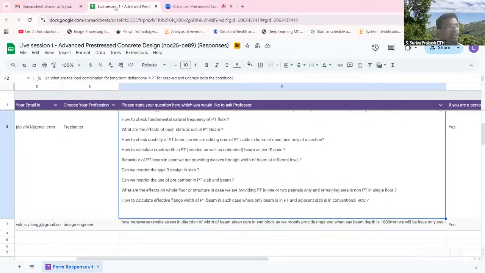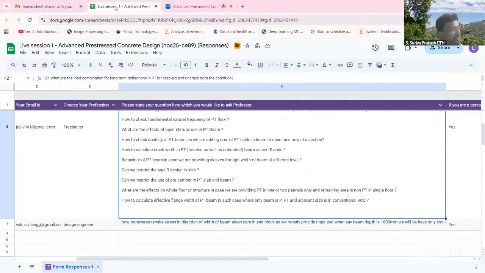But in slabs, absolutely, it's a no-no. Because the moment the slab cracks, it's going to lose its stiffness. And slabs are governed by deflection. Deflection is mainly governed by the stiffness of the element. So I totally agree with you. Type 3, we should discourage.